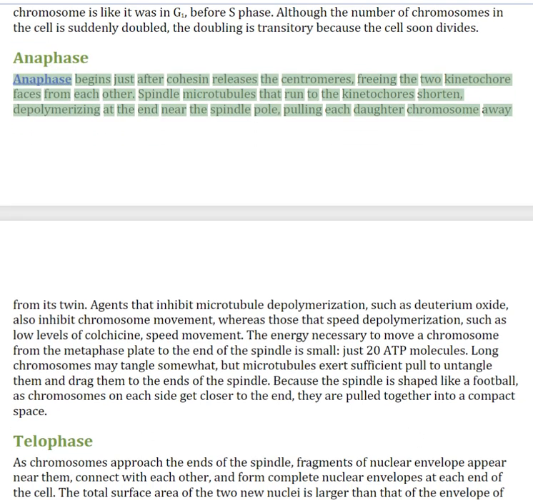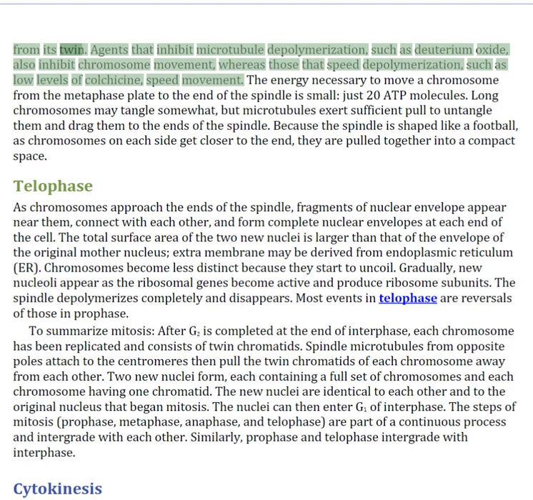Anaphase. Anaphase begins just after cohesin releases the centromeres, freeing the two kinetochore faces from each other. Spindle microtubules that run to the kinetochore shorten, depolymerizing at the end near the spindle pole, pulling each daughter chromosome away from its twin. Agents that inhibit microtubule depolymerization, such as deuterium oxide, also inhibit chromosome movement, whereas those that speed depolymerization, such as low levels of colchicine, speed movement.